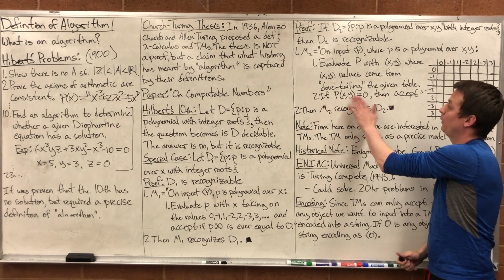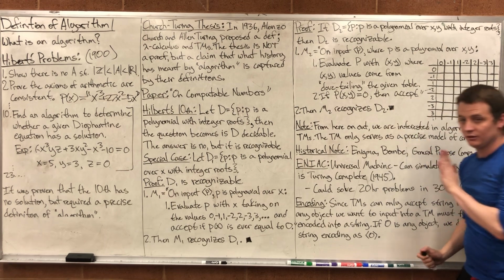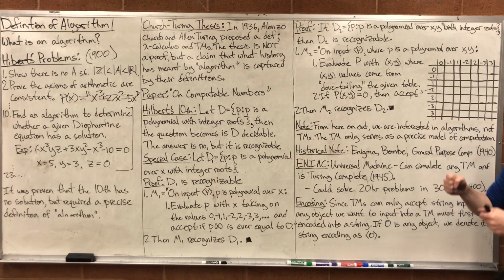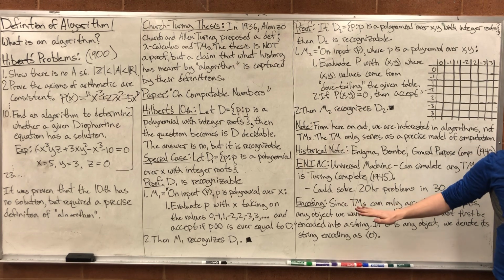If P of XY is ever equal to 0, then we accept. So we've got to come up with a way of plugging in combinations of X's and Y's that make sure we try every combination of integers.